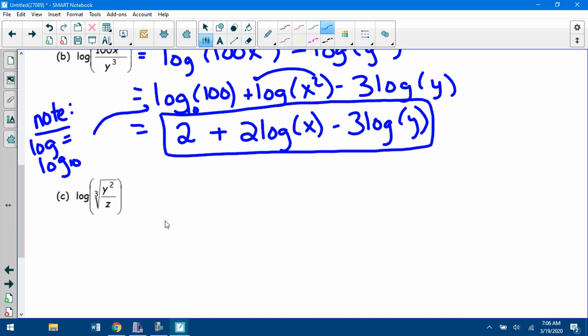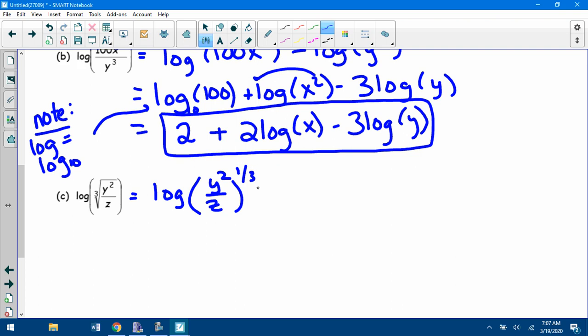Okay, now C. I've got a cube root in C. What do you think about that? We don't have any root rules, but I do have a power rule, and the cube root means the same as what power? The 1/3 power. So this is going to be the log of y squared over z, all raised to the 1/3.